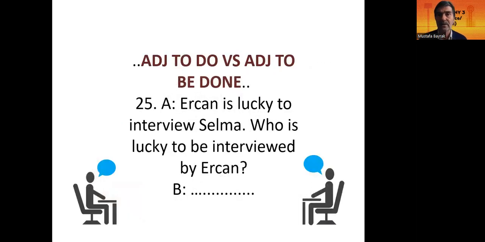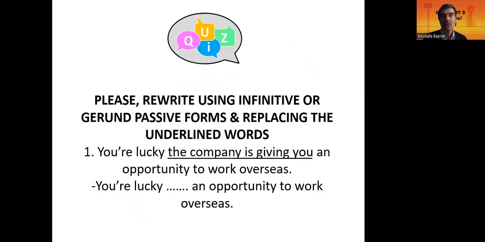Adjective to do versus adjective to be done. Yes. Adjective to do active, adjective to be done passive. Ercan is lucky to interview Selma, who is lucky to be interviewed by Ercan. Of course, Selma is lucky to be interviewed by Ercan. So simple, in fact, but so useful. We really need them in our everyday English. Now, please write again, using infinitive or gerund passive forms, replacing the underlined word.